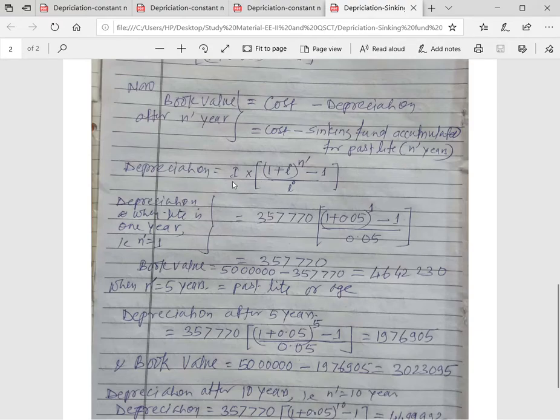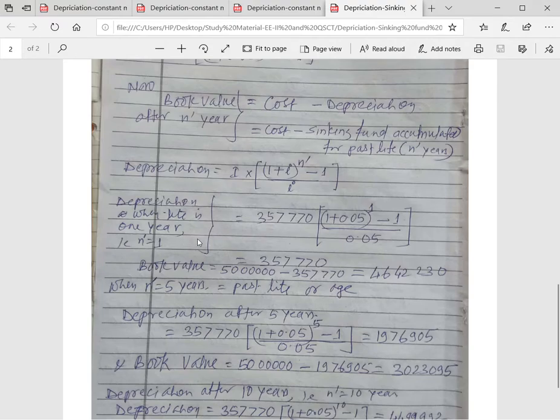Now, we have already discussed this formula earlier. If you deposit a certain amount I for a certain period of n dash years, then this amount will accumulate as given by the formula. So this is a recurring deposit. Every year you are depositing an annual installment, and the rate of interest is i for a certain period n dash years. So you can use this formula to work out the amount of sinking fund accumulated for a given period, that is for the past life, and that is the total depreciation for that period.